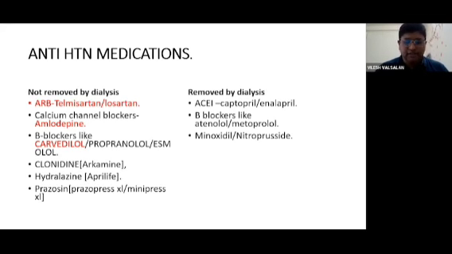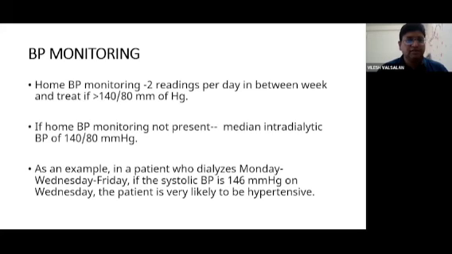So after coming out of this important topic of antihypertensive medications, another important point is how will you know that these patients are having blood pressure issues? It is by BP monitoring. We cannot arrange ambulatory blood pressure monitoring for all patients. We have to ask them to do what we call home blood pressure monitoring, which is most important. They need to take 2 readings per day in between the week, and you have to treat these patients with additional anti-hypertensive medications if the BP is more than 140 by 80. So we need to know from them whether they are having high blood pressure during the day in their home as well as in the unit.